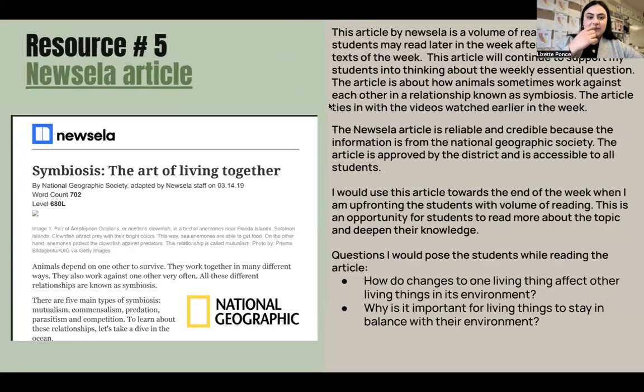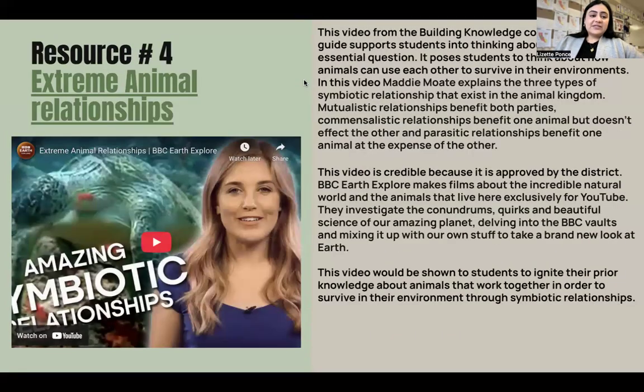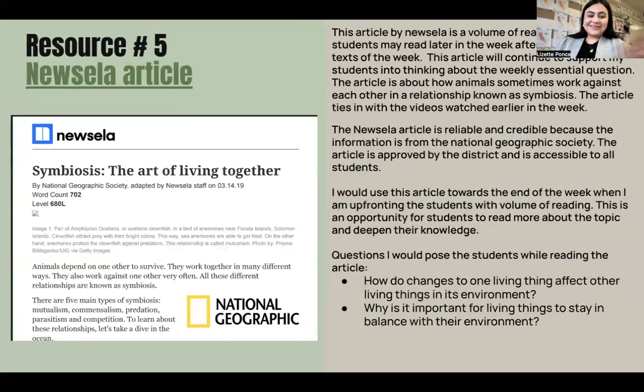The last resource is another source of volume reading, and it's titled Symbiosis. It's very simple, very similar to the Extreme Animals Relationships. Again, this would be done towards the end of the week. It's used to support students in thinking about the essential question and relating the question to the reading. The article itself is reliable and credible. It's provided by National Geographic.